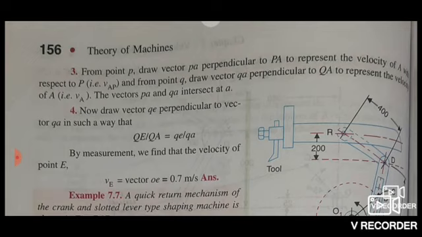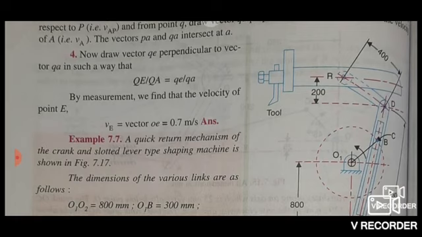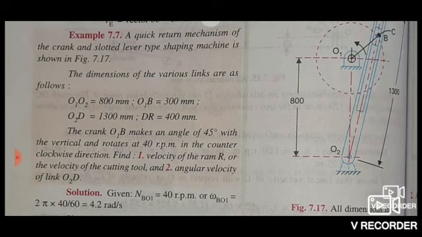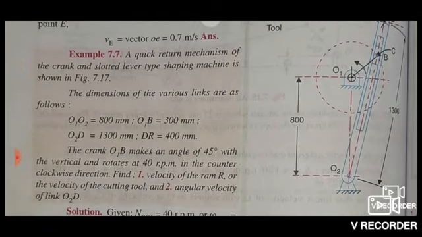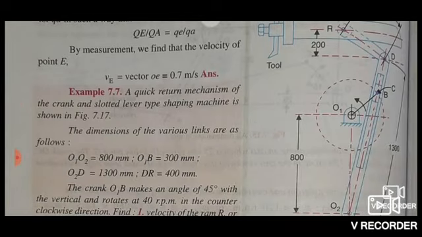Next, we will solve one more example, that is example 7.7. A quick return mechanism of the crank and slotted lever type shaping machine is shown in figure 7.17. In the right side it has been shown. The dimensions of various links are as follows: O1O2 equal to 800 mm. O1B is 300 mm. O2D is 1300 mm.